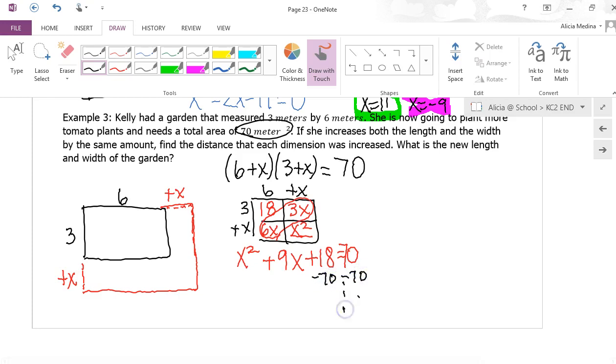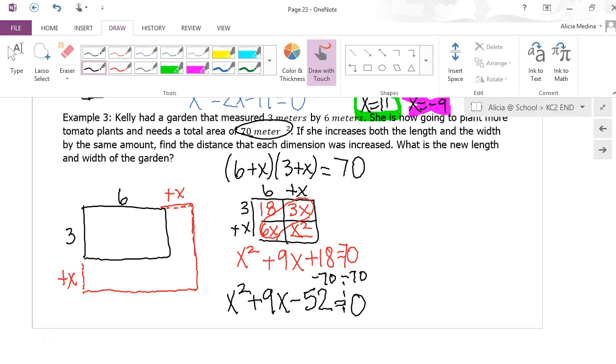So now I have an equal there. I have an x squared plus 9x. But now 18 minus 70 is going to be a negative 52. All right, that now is what I'm going to be factoring.